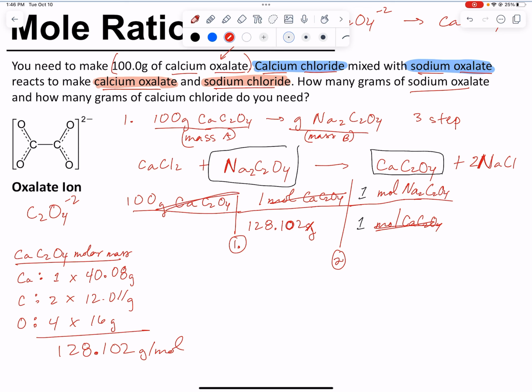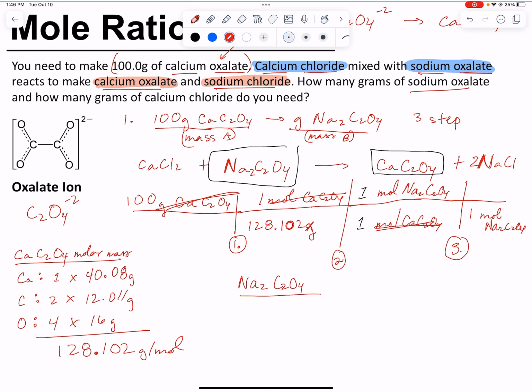We've canceled grams of calcium oxalate. Now we just canceled moles of calcium oxalate. And your mole ratio won't always be 1 to 1. Here it just so happens to be. And then we want to, step 3, plug in the molar mass of sodium oxalate, which says for every 1 mole we're multiplying by it this time. We need how many grams? So we need to calculate that.